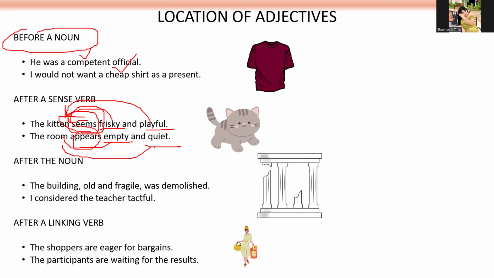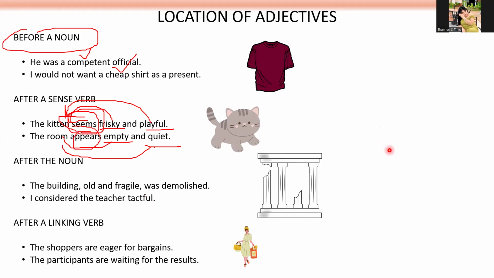The location of the adjective is before a noun, after a noun. So, kung yung unang rule natin, ang location ni adjective ay before a noun, sa third rule naman natin, pwede pa lang after the noun din. Okay? However, this structure is not highly recommended because it's more prone for you to make grammatical errors. Kasi nga ang daming mga comma. Ayan, mga comma. The building, comma, old and fragile, was demolished.